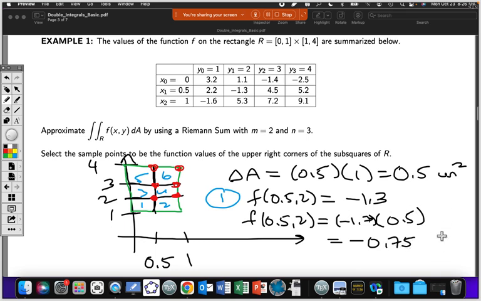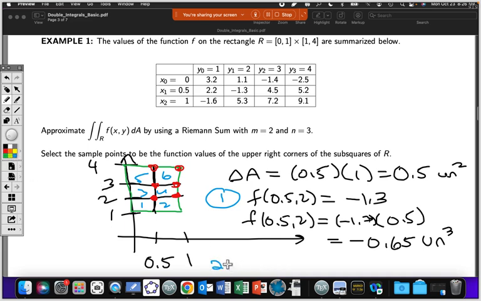And I can interpret that as units cubed if I wanted to. Okay? So that would mean that this surface, instead of being above the xy plane, would be below the xy plane. Negative 0.65. Yeah, 13 divided by 2 is 6 and a half. Okay? So that's how we would get the calculation for rectangle 1.